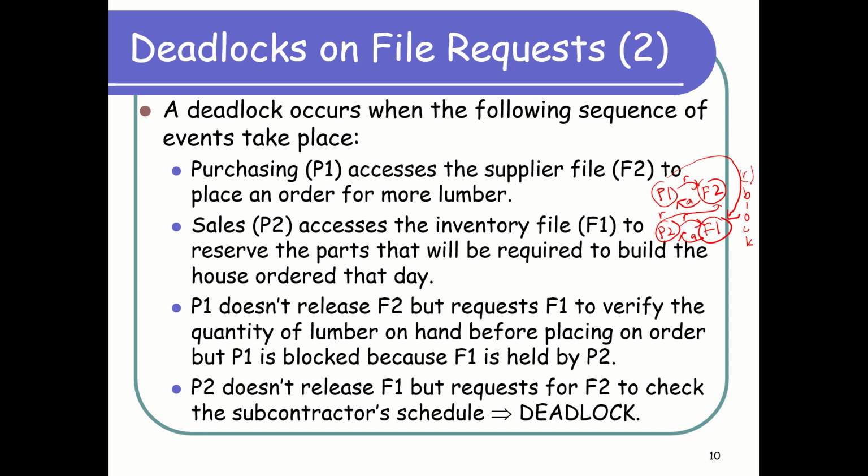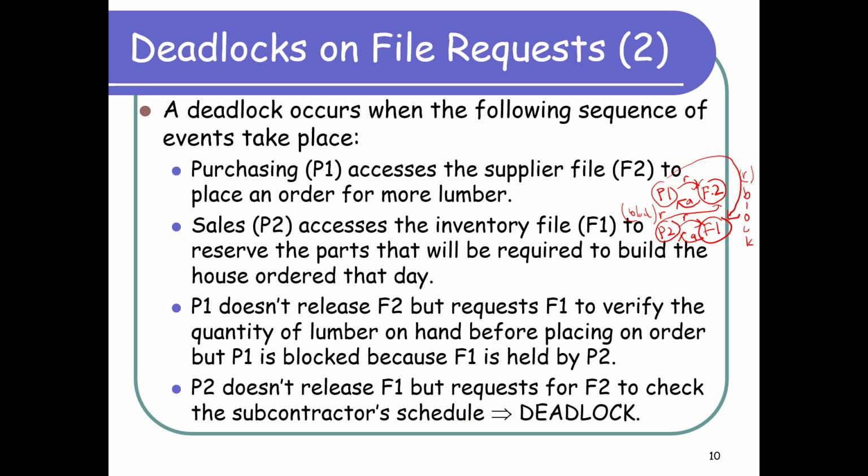So you have a request blocked for P1 to F1, and P2 requests F2, but it is also blocked because F2 is now serving P1 and P1 never released F2. So this is one typical situation of deadlock in a file request.